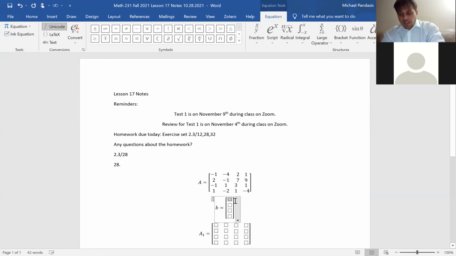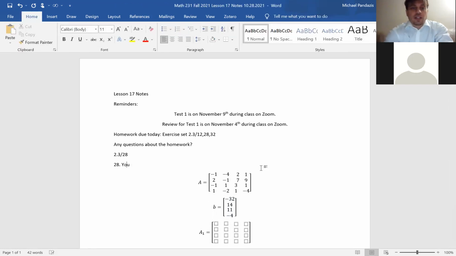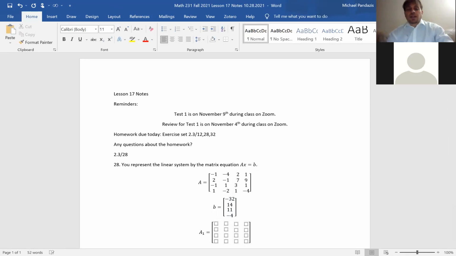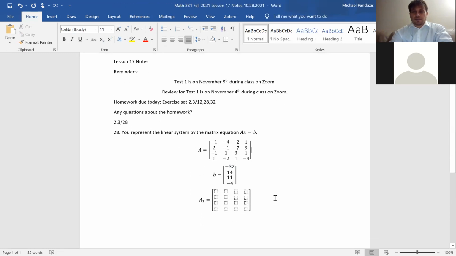So little b is equal to the numbers -32, 14, 11, -4, right? So you represent the linear system by the matrix equation AX equals B. Okay, so A is the coefficient matrix, X is the vector of unknowns, and B is the right side. Does that make sense? Yeah.